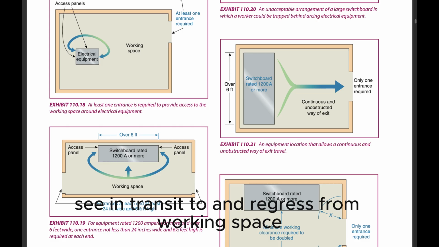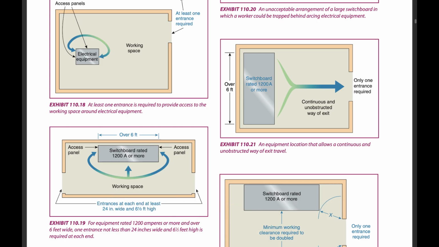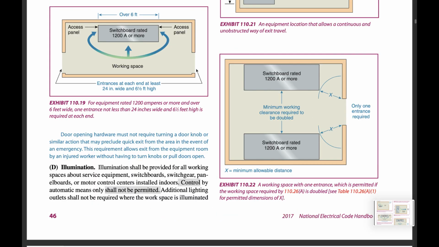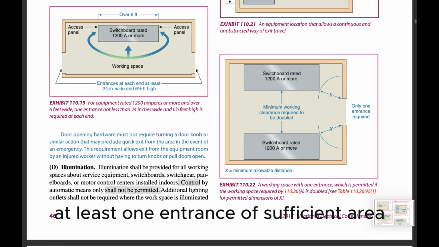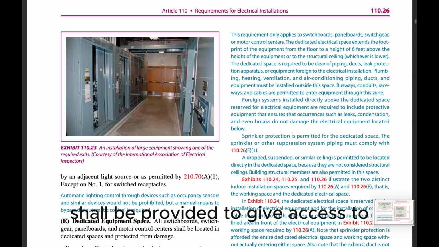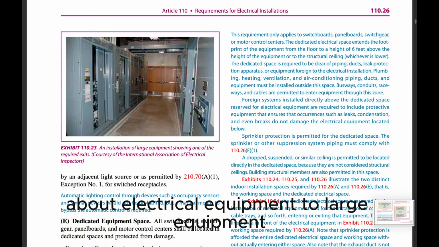C. Entrance to and egress from working space. 1. Minimum required. At least one entrance of sufficient area shall be provided to give access to and egress from working space about electrical equipment. 2. Large equipment.